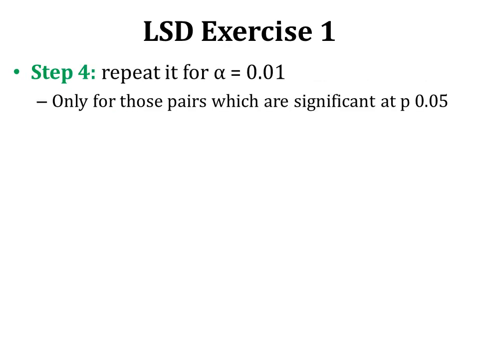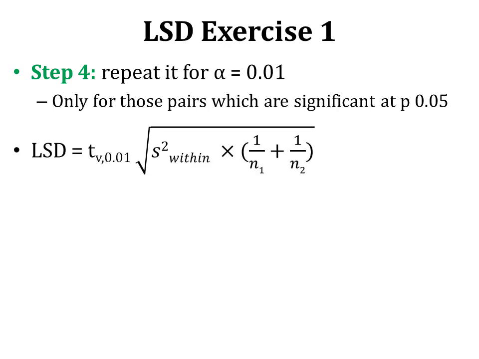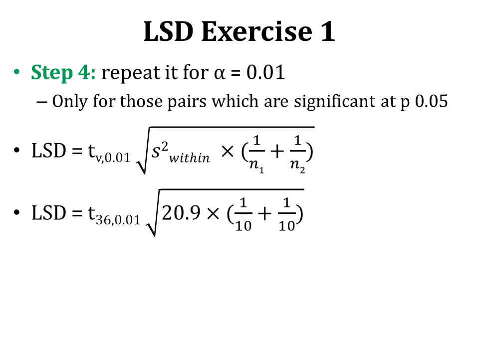So we have to repeat this calculation for the significance level of 0.01, but this time we don't have to do this for all the 6 pairwise comparisons. Rather, we have to do only for those 2 which were found significant at the 0.05 level. And this is the same formula, but the t-value is going to be different because this is now taken from the 0.01 level of significance. And the variance within is taken from the ANOVA table, and the number of observations are 10 in each of the samples.